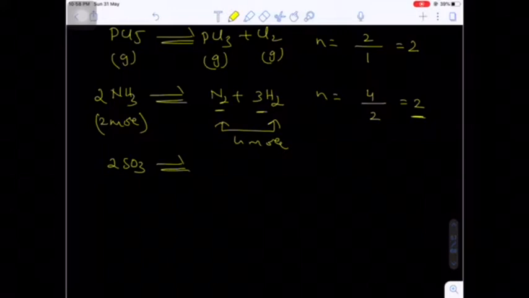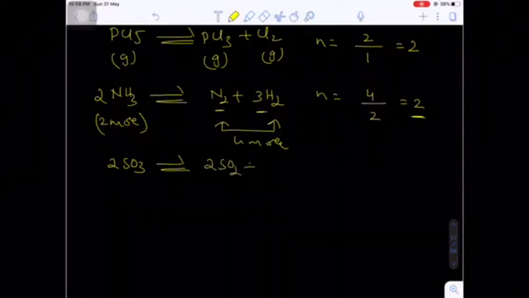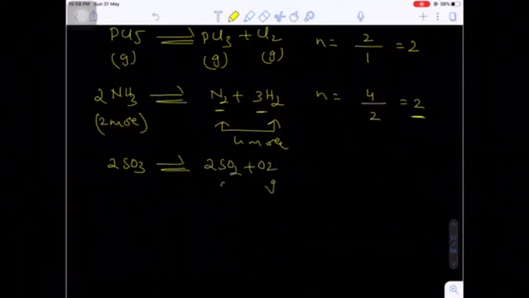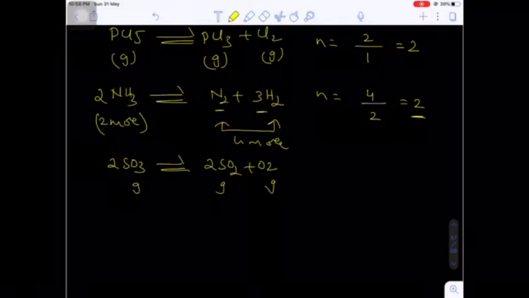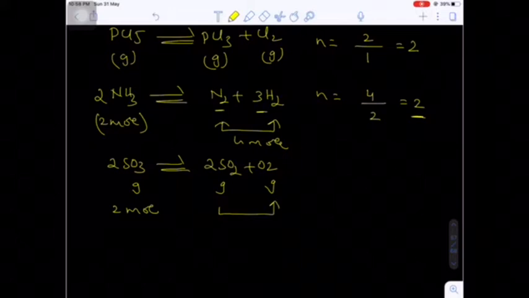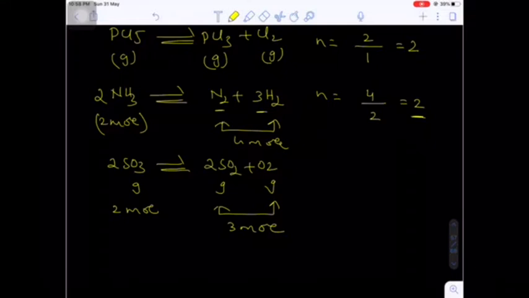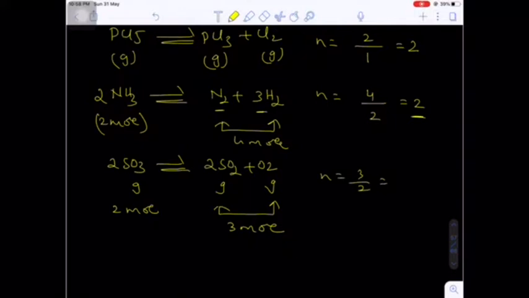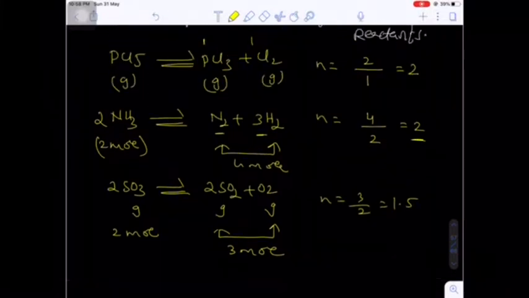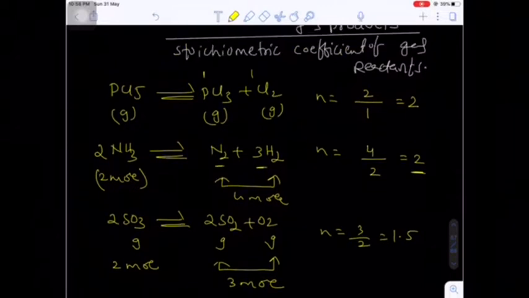Next, 2SO3 decomposes to give 2SO2 plus O2. Let's suppose all are gaseous species. Now here also, 2 moles of SO3 will give how many moles of gaseous products? 3 moles. So 1 mole of the substance will give how many moles? 1.5 moles. How? 3 upon 2, 3 by 2. Are you getting my point? So this is the calculation of n value.